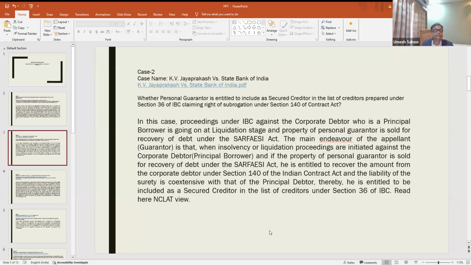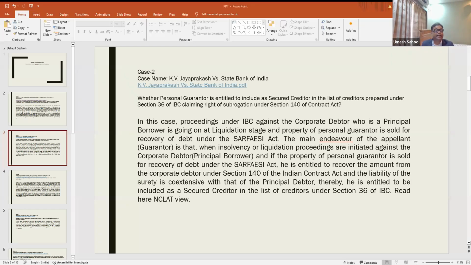Next PPT I am going to share. That is the question, sir. I want to discuss; that's very interesting also. This is the case where the question is whether a personal guarantor is entitled to be included as a secured creditor in the list of creditors prepared under section 36 of the IBC, claiming a right of subrogation under section 140 of the Contract Act. Sir, what is going on in your practice career?